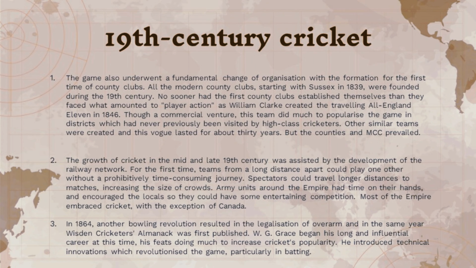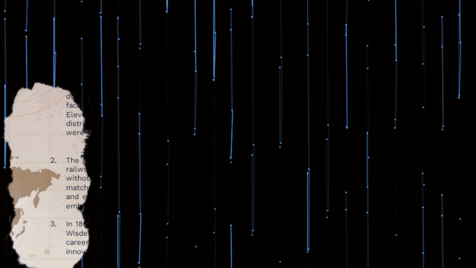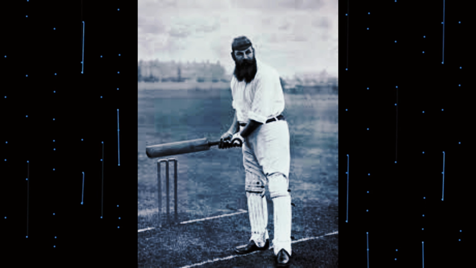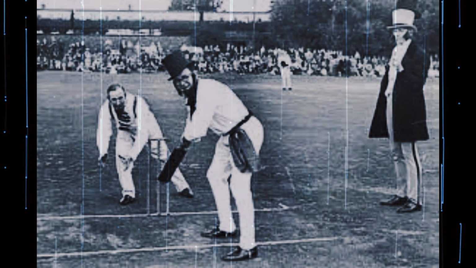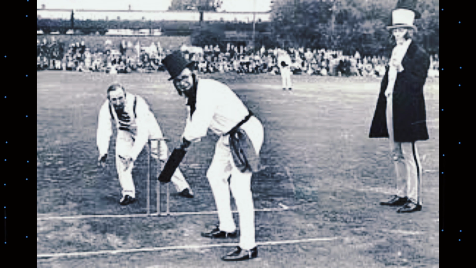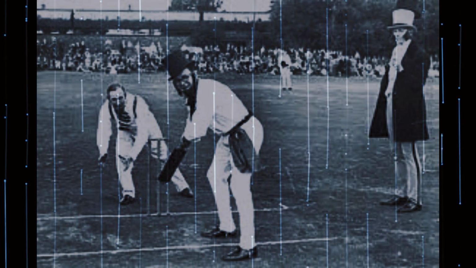The rise of 19th century cricket. The 19th century marked a pivotal transformation in cricket's history, reshaping it from local matches to a structured sport. This era saw the creation of modern county clubs, beginning with the establishment of Sussex in 1839. These clubs defined the roots of cricket's competitive spirit.